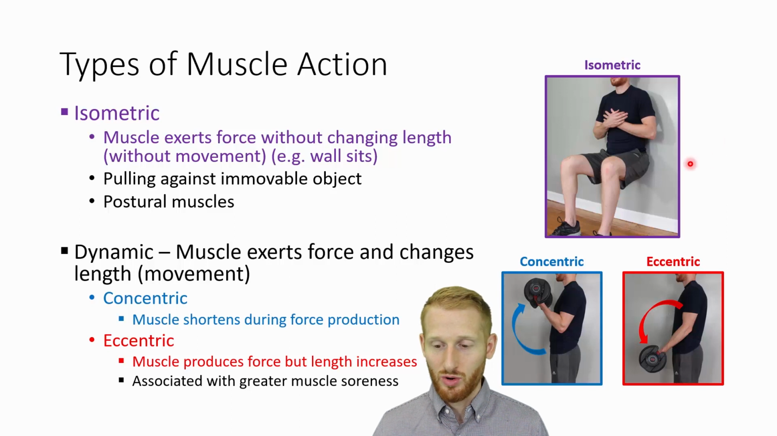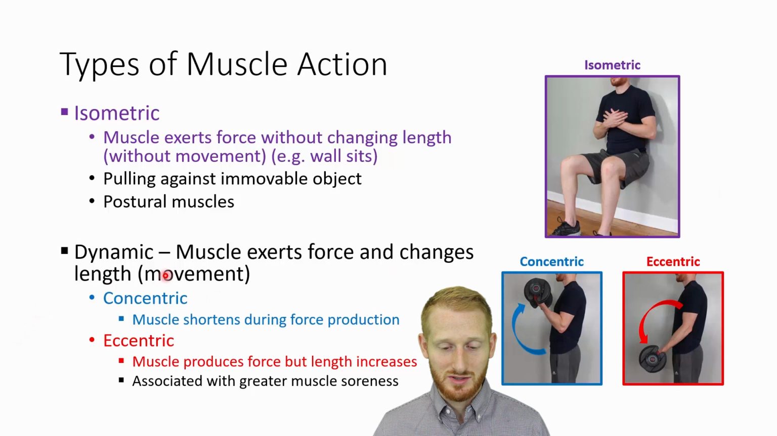All right, so you hold the muscle, so this is just a wall sit. You hold the muscle and it's contracting, it's holding you up, or it's doing whatever it is you're trying to do, but it's not getting shorter and it's not getting longer. That's an isometric muscle contraction.